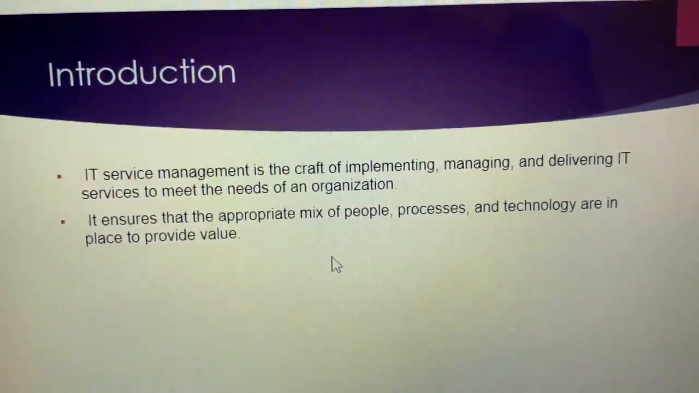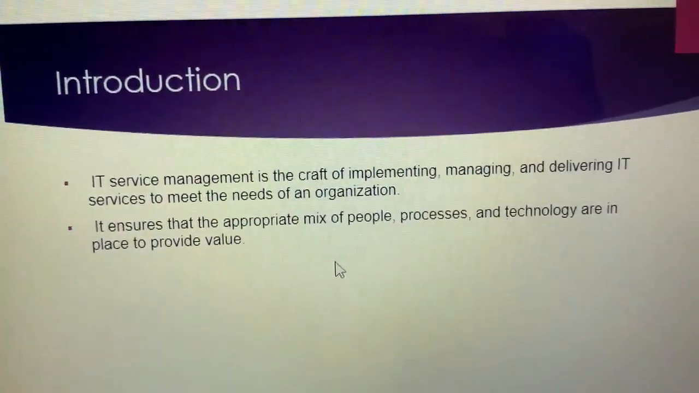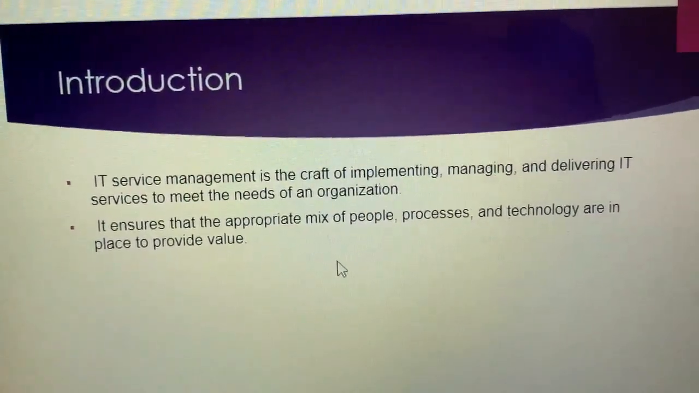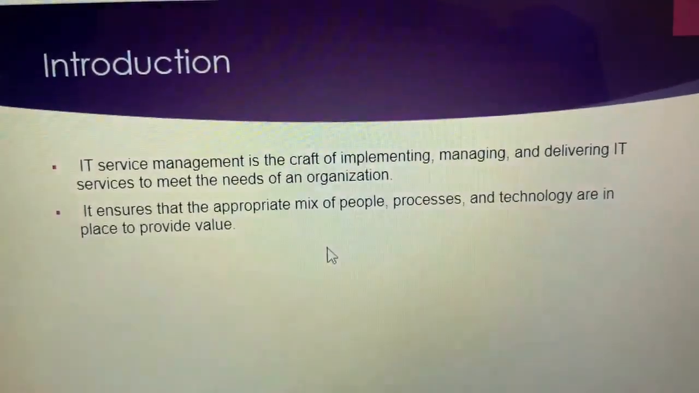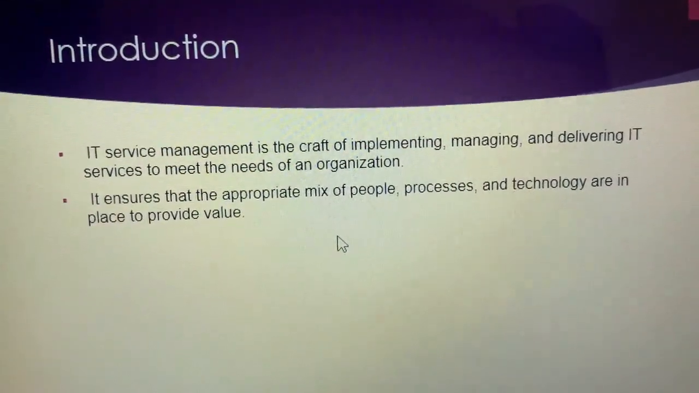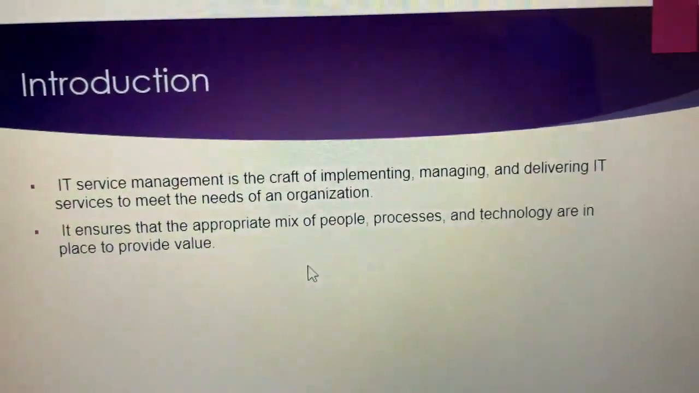Today I'm going to present ITSM process and ethical decision making model that I researched for my presentation. So now, let's start.